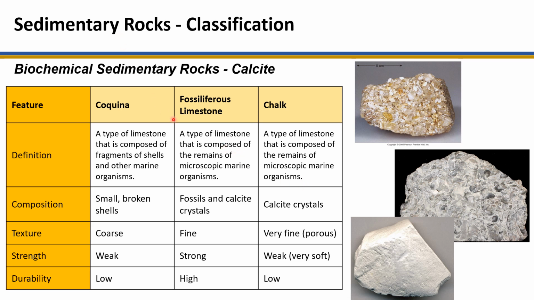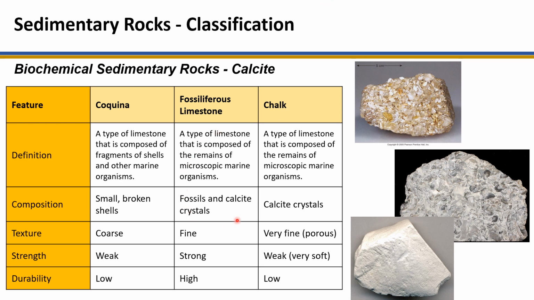Coquina is a type of limestone that is composed of fragments of shells and other marine organisms. It's typically formed in shallow marine environment where the remains of marine organisms are quickly buried by sediment. Coquina is typically white, grey, or brown in color. It's a coarse grain type of rock, with visible fragment of shell and other organism. So it's very clear, we can see the shells and other calcite organisms in this rock, small ones, but it will turn into coarse grain rock. We also have a fossiliferous limestone.